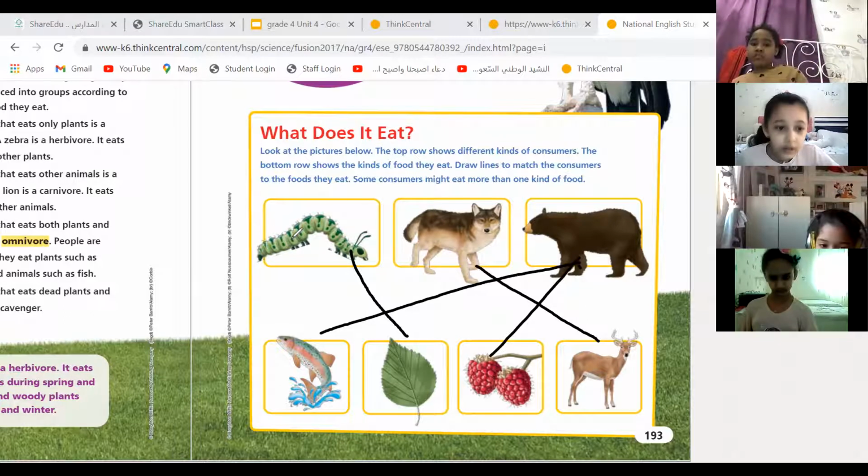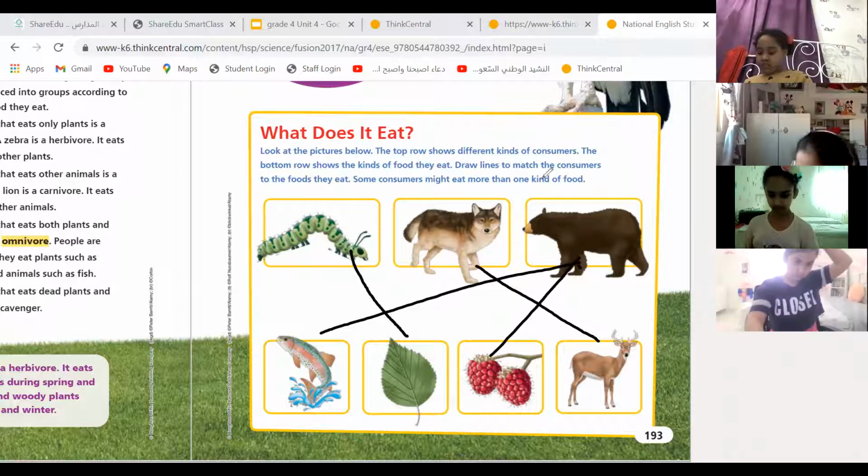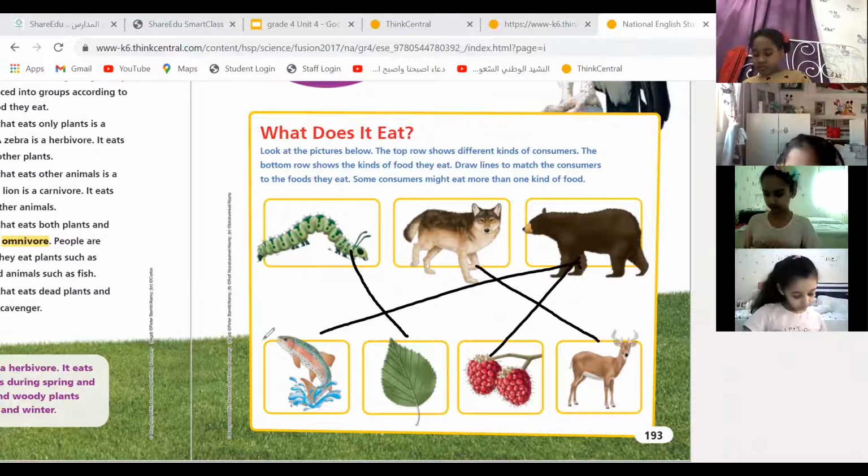Miss, what about the honey? Doesn't a bear eat honey? Can you see honey over here? No, but don't they eat honey? They eat honey, but can you see honey over here? No. So we can't match it with honey, but it eats honey, yes.